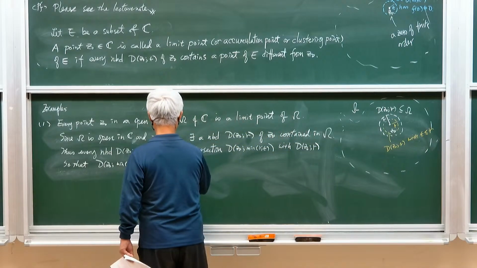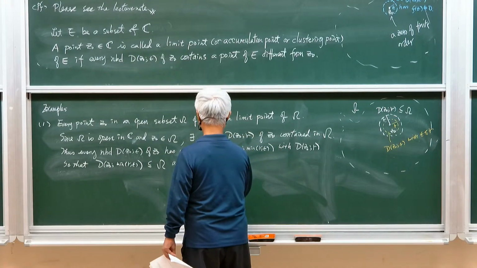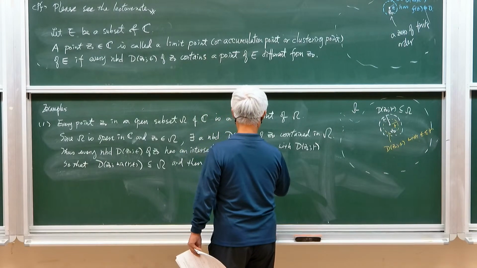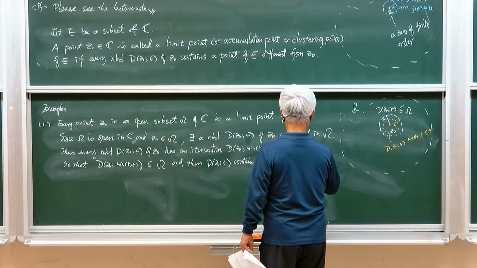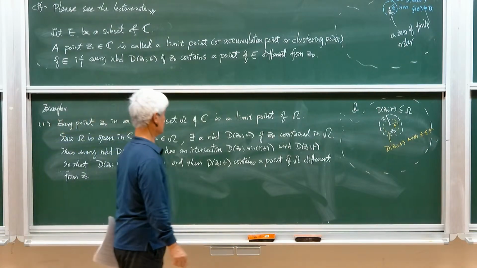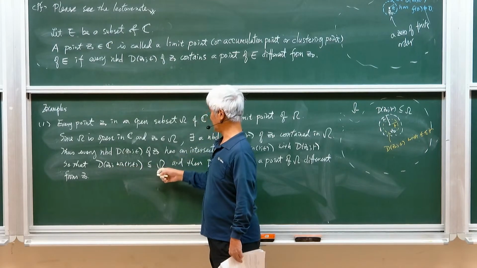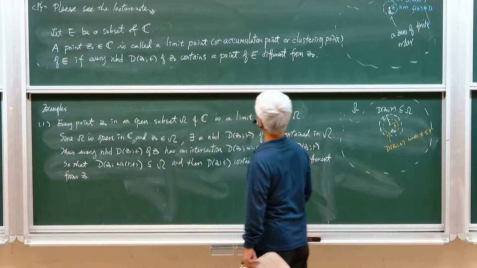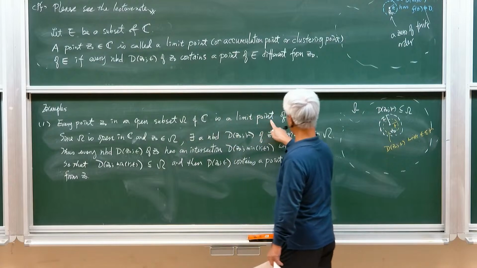And then that neighborhood contains a point of omega different from Z0. Because the whole open disk is in omega, except the center we have the other points in C. So for an open set, every point in the open set is a limit point of that open set.